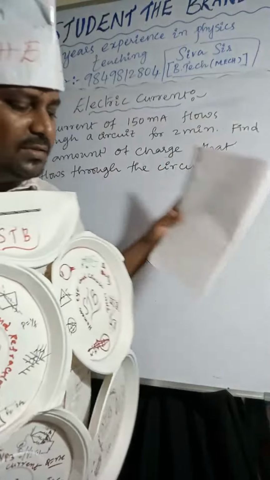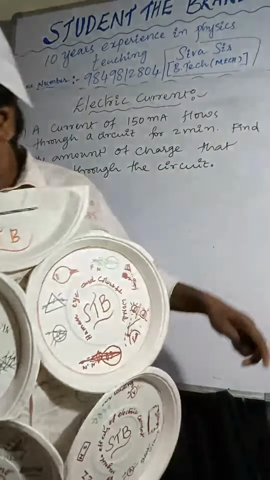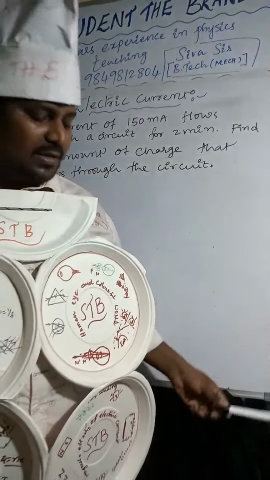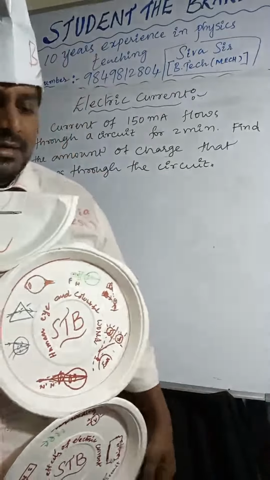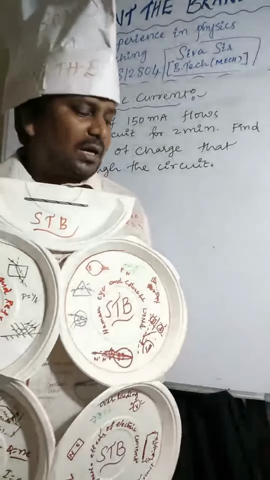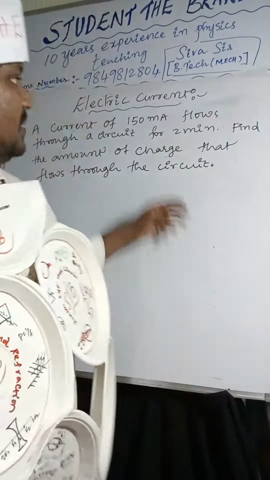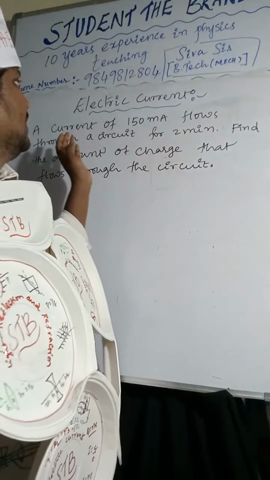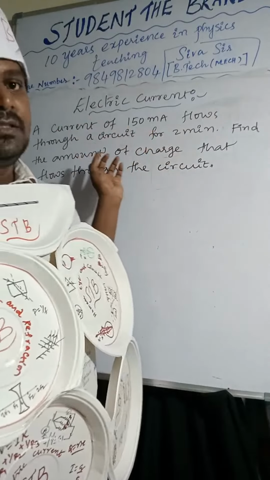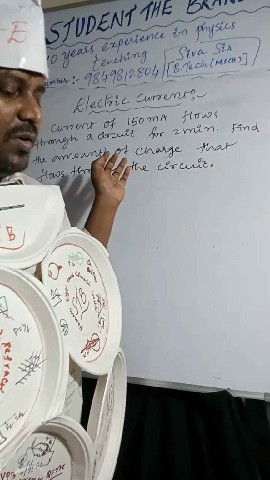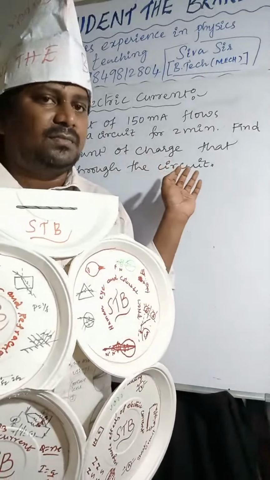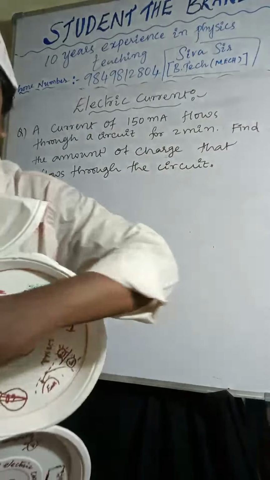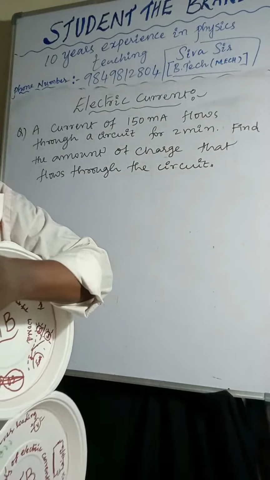Once I try this question, here current is given and time is also given. So find the amount of charge. They are asking to find out the amount of charge. How to find out the amount of charge? Can you do it once? Try this question. How much will you get? Check once, everybody.